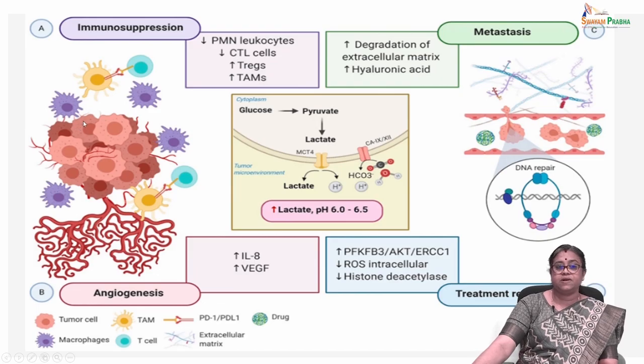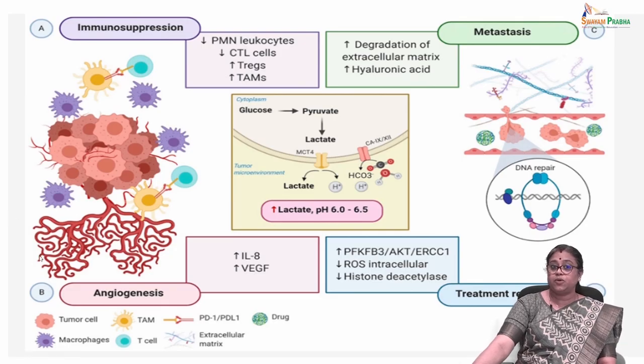So, for an immunosuppressive environment to happen, you will have a decreased number of cytotoxic T lymphocytes, but there will be an increase in the T regulatory cells, an increase in the tumor-associated macrophages, and decrease in the PMN leukocytes. So, these kind of phenomena will lead to an immunosuppression in the tumor microenvironment. Similarly, for angiogenesis, when you have increased number of blood vessels being formed, it could be because of increased amount of cytokines like increased IL-8 or increased VEGF, which are released by these tumor cells themselves, will lead to neovascularization, that is production of new blood vessels. So, this will contribute to the angiogenesis.